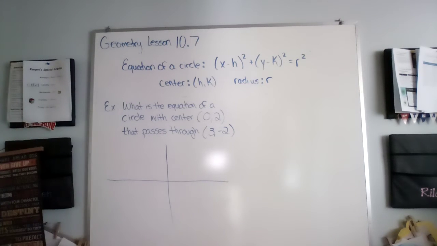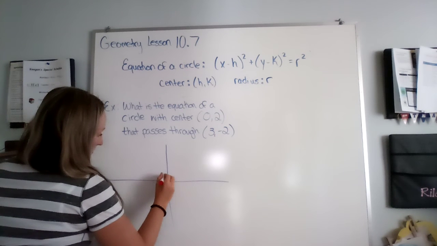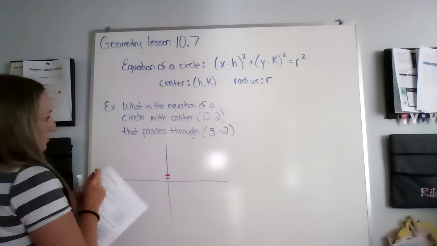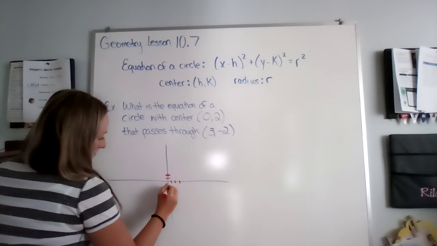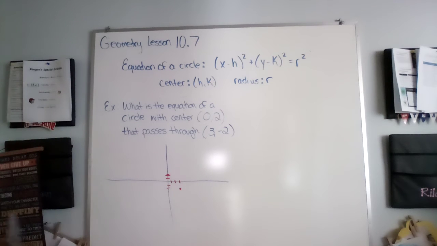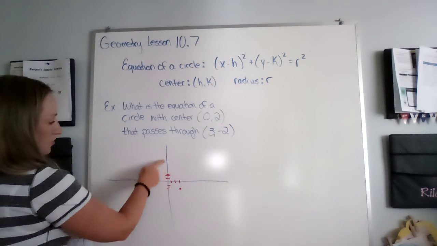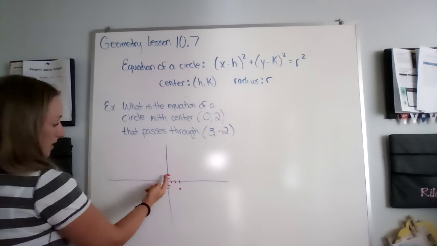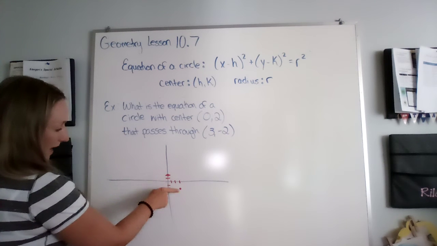All right. So the center is at (0, 2). That's the center of my circle. And then it goes through the point (3, -2). So in the example before, we were able to just count units because from the center to the point it was straight up vertically. But here, we're not straight. I can't count units going diagonally.